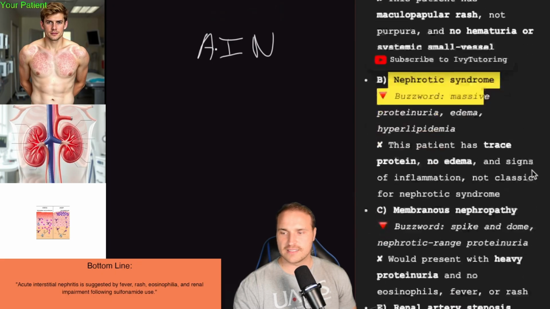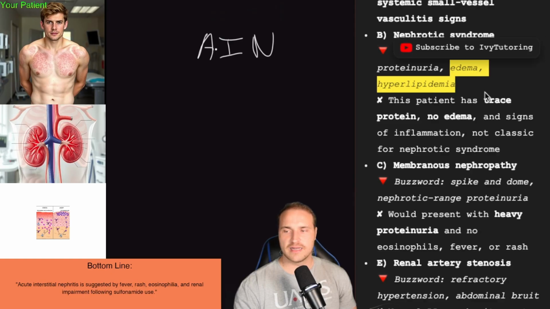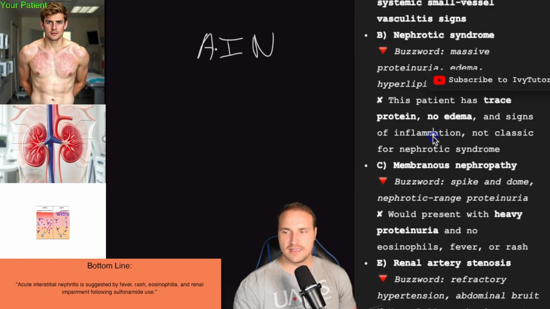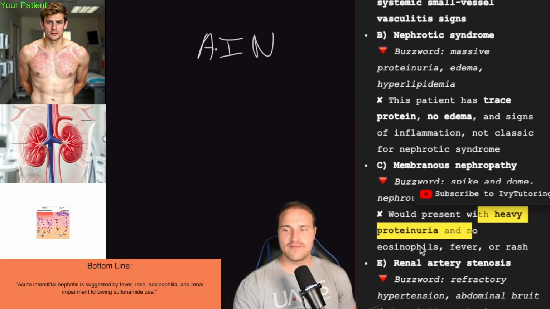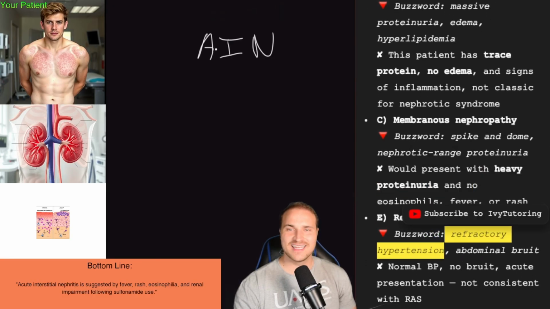How about the nephrotic syndrome? Well, nephrotic syndromes, you would have massive proteinuria. And by massive, we mean like greater than 3.5 grams per day. You'd also see edema and hyperlipidemia, but they have trace protein, no edema, inflammation that's not nephrotic. Membranous nephropathy is spike and dome. That would also have heavy proteinuria because that's a nephrotic syndrome. Renal artery stenosis would have refractory hypertension. His was normal. You'd also see like an abdominal bruit there, and you don't see that in this particular patient.